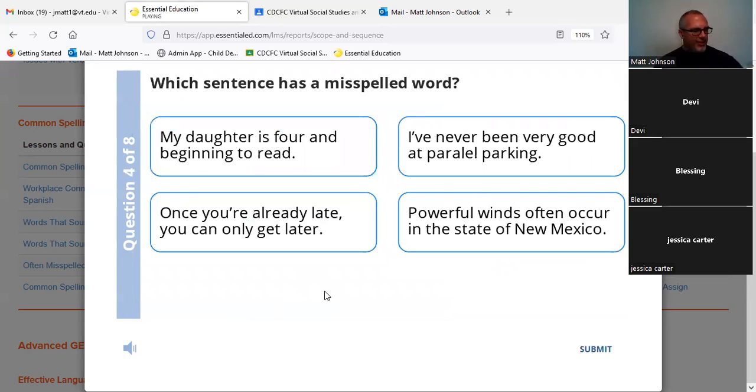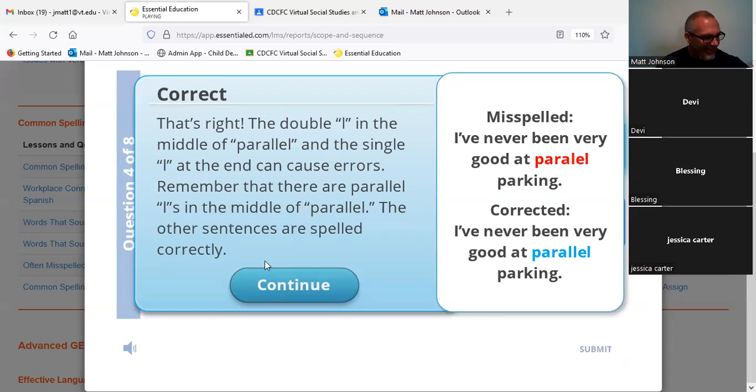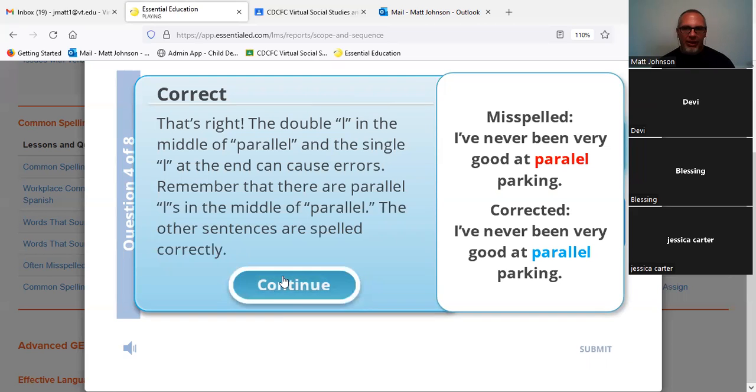Excellent. Keep going here. All right. And this is, I have never been good at parallel parking. We need a double L, PARALLEL. Now that would be like, I think based on most of our spelling rules, if you only had the single L there, it would be like parallel, right? You'd have more emphasis on the A sound. Yeah. Parallel. Okay. So parallel.